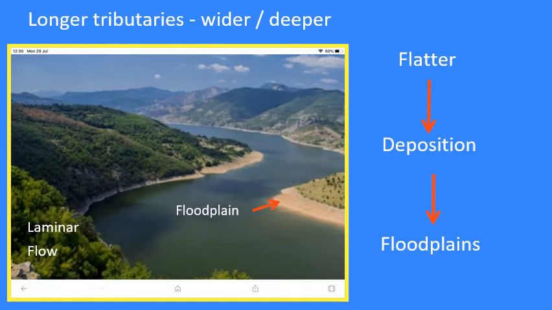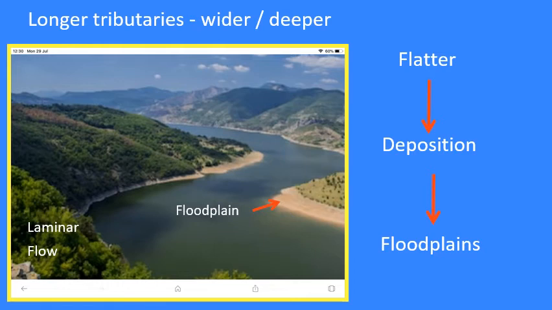Now, because the river is so much wider and deeper, the river flows according to a laminar flow pattern. Do you remember that? Laminar flow is when the river water flows in smooth layers. Look at that river. It looks very calm as it flows along.